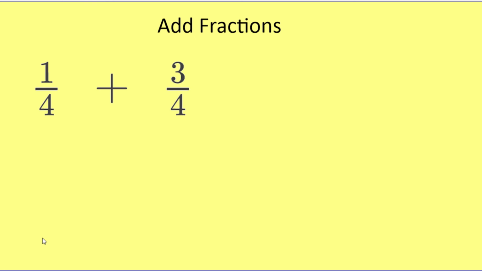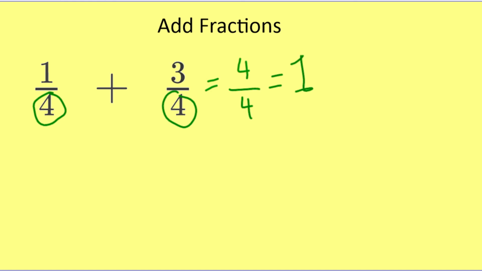Okay, on to adding fractions. When we have the bottom number, or the denominator, when this number is already the same, all we need to do is add the numerator, which is the top number. All we have to do is add those together. So that gives us 4 over 4, which we can simplify to 1 whole. So 1 plus 3 is 4.